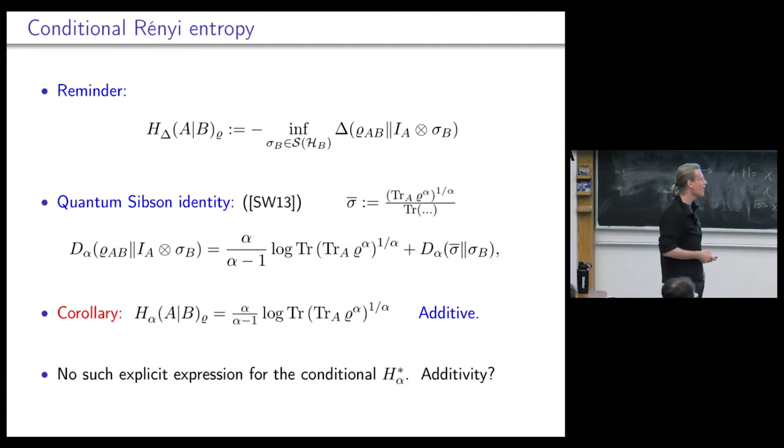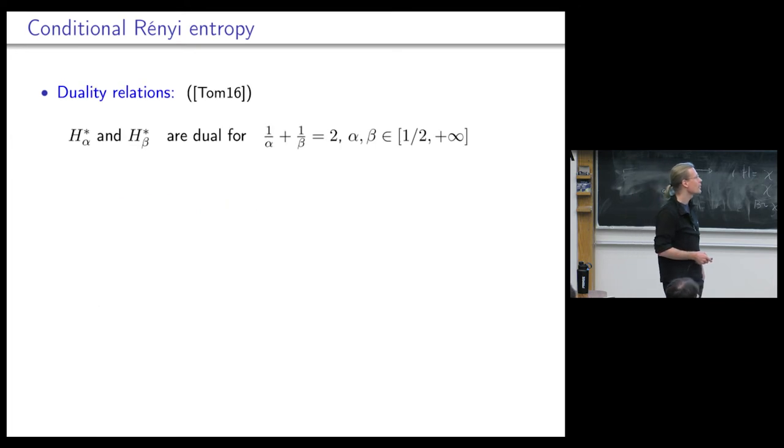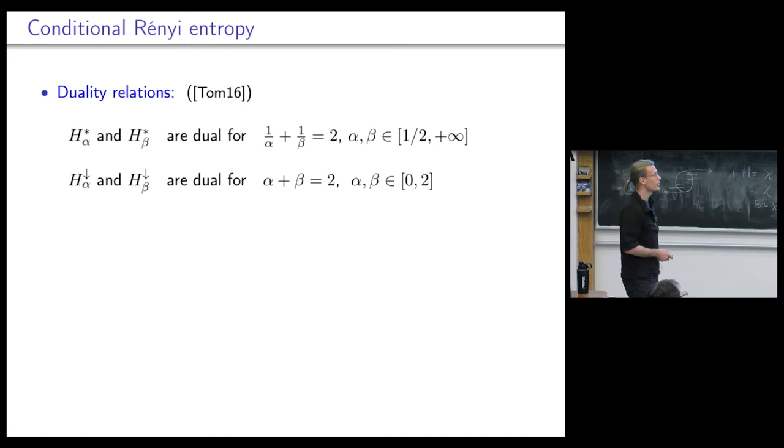Indeed, it would be very nice to have duality relations, because then even without such an explicit formula, we could prove additivity. And as it turns out, there are indeed duality relations. I'm only referring to Marco Tomamichel's textbook, but there are a number of papers that dealt with this problem. And actually there is more than one duality relation. It turns out that the sandwiched Rényi divergences, or the conditional versions, are dual to each other for different parameters, if alpha and beta are related by this formula. But this is not the end of the story. There are other duality relations.